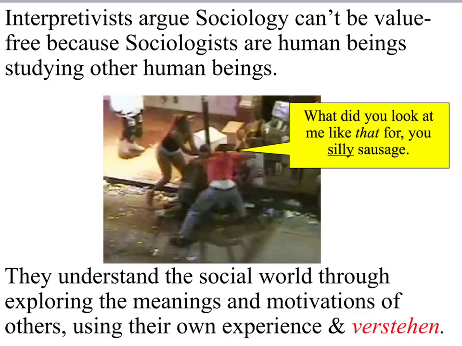Interpretivists, however, would argue that sociology can't be value-free, and we need to recognise that. Okay, sociologists are human beings studying other human beings, so therefore they interpret the world in completely different ways. Okay, and it can lead to misunderstandings, such as fights, or misunderstandings over words like what poverty means. To understand the world, we must explore the meanings and motivations of others using their experiences, and this is known as Verstehen. This is one of Weber's key ideas, Verstehen.